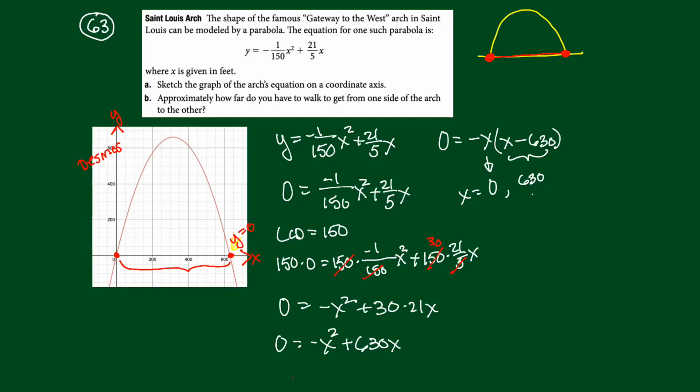There's our x. And sure enough, if you look back over here, x is 0. That's your starting point. And 630, follow it over here. That looks about right, right? That says 600, so 630, that's about right. So how far do we have to go? We have to go 630 feet minus 0 feet, which is 630 feet.